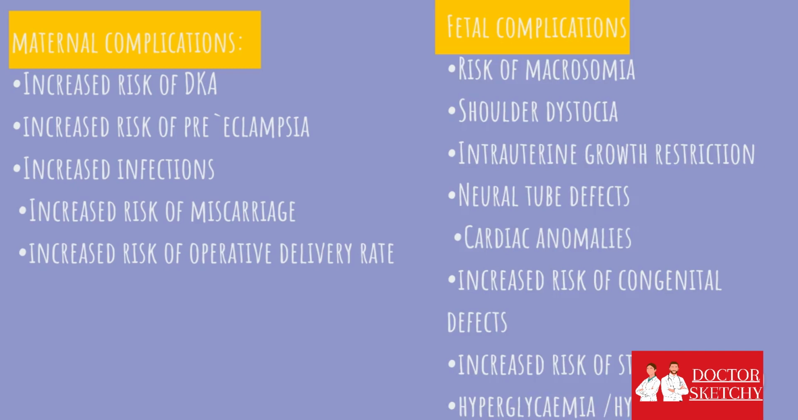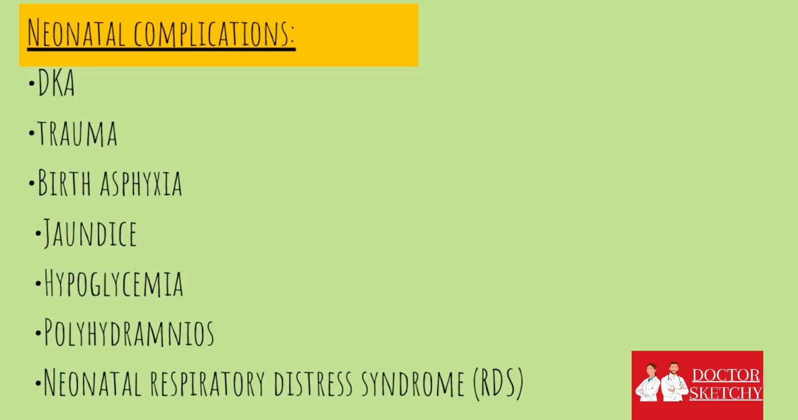As the mother's blood is hyperglycemic, the baby will receive the hyperglycemic blood and is more exposed to getting hyperglycemia. Or in the long run, the pancreas of the baby will produce more insulin through hyperplasia to balance out this hyperglycemia, and more insulin will be produced, so the baby can get hypoglycemia in this case. Now let's look at the neonatal complications, DKA, trauma, birth asphyxia.